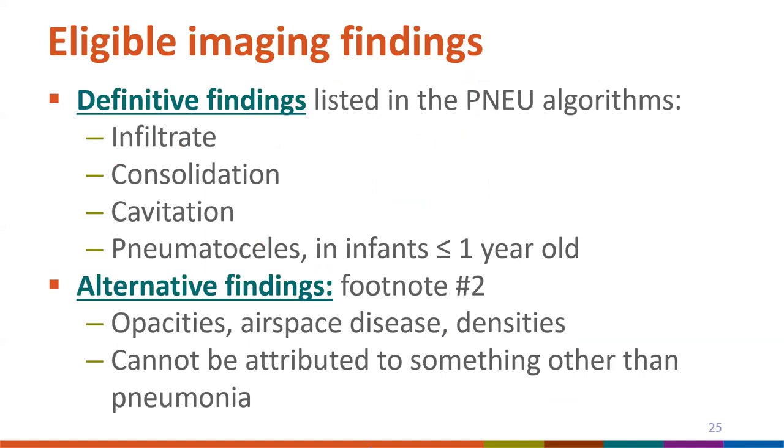So what findings are eligible for meeting the imaging component? Eligible findings include the definitive findings listed in the new algorithm, infiltrate, consolidation, cavitation, and pneumatoceles for infants less than or equal to 1 year old, as well as certain alternative findings as discussed in footnote number 2. These alternative findings include opacities, airspace disease, and densities. But it is important to remember that if these alternative findings are attributed to a process other than pneumonia, such as pulmonary edema, atelectasis, or chronic lung disease, these findings will not meet the pneumonia imaging requirement.